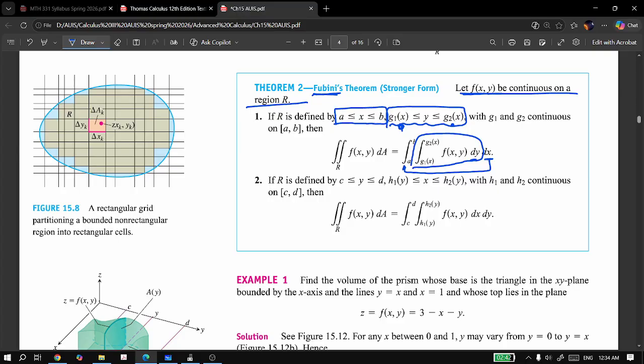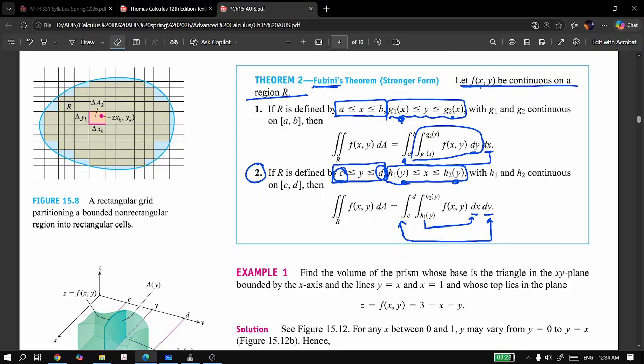In the other way, in the second case, the limits of y are known numbers, but the limits of x are functions, so the integral is written as dx dy. For the inner integral, we write the limits of integration for x, which are h1 and h2. And for the outer integral, we write the limits of y, which are c and d, that are given to us.